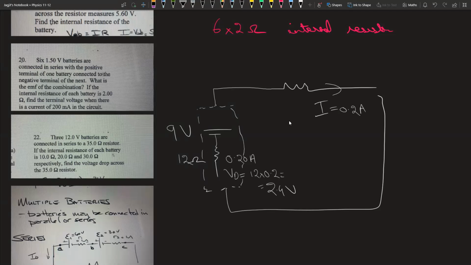So what is the terminal voltage going to be? What voltage actually comes out? The terminal voltage will just be 9 minus 2.4. So 9 minus 2.4 gives me 6.6 volts, okay? So after the voltage drop in the internal resistance, the actual voltage that is going to come out is 6.6 volts. And that 6.6 volts is going to be dropped across this resistor.